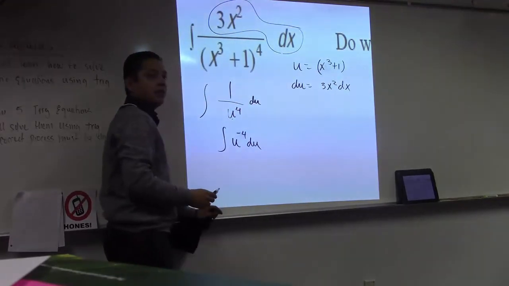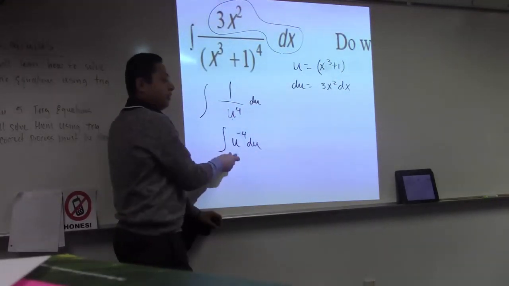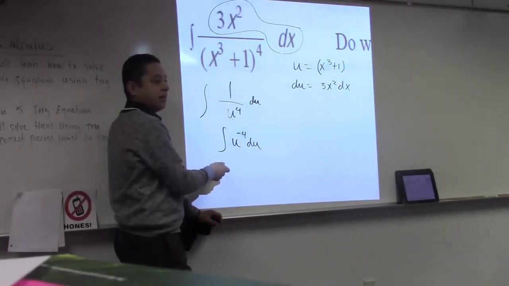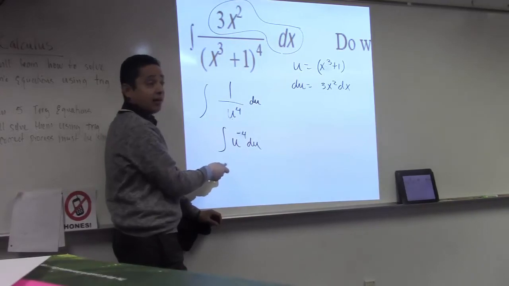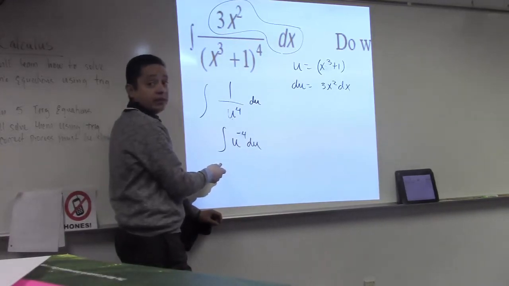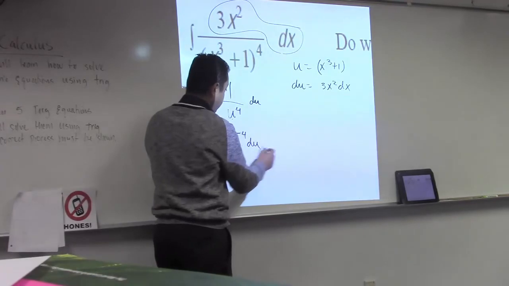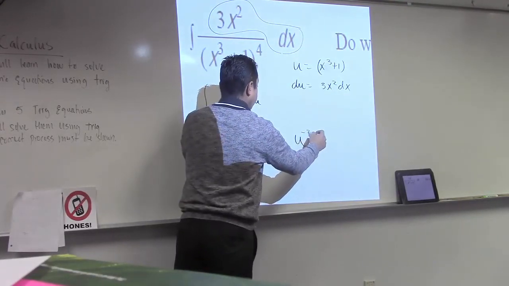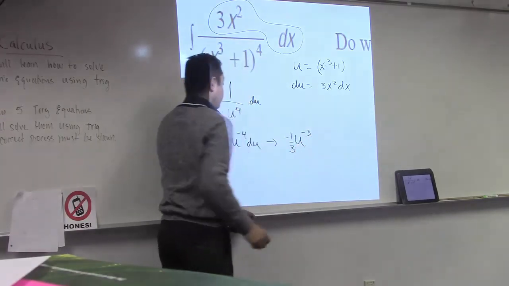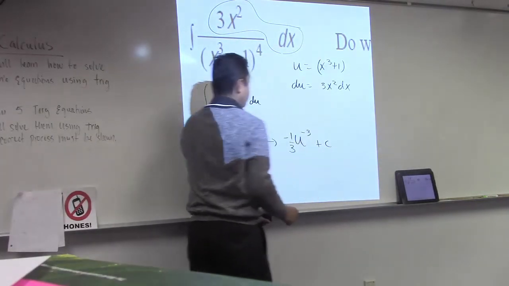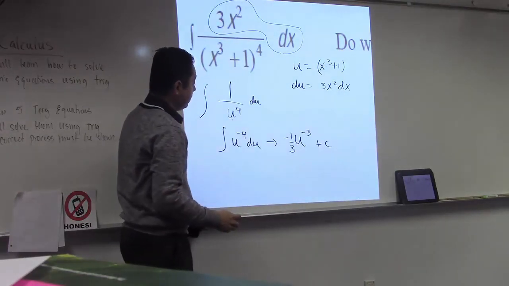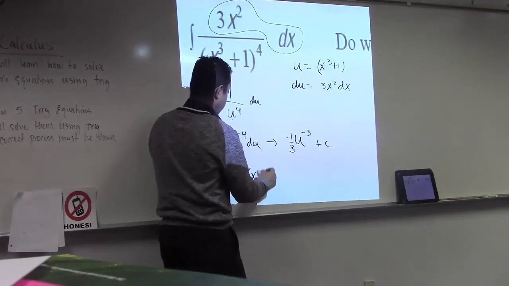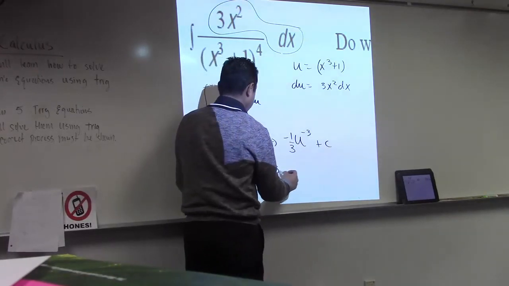A lot of the kids have the tendency of taking the antiderivative of this or bumping up and dividing and still keeping the integral sign on there. Once you bump up and divide, that goes away. You have done the antiderivative already. So let's go ahead and bump this up. So it's u to the -3 divided by -3, plus c. And that becomes -1/3 u, which is x cubed plus 1 to the -3 plus c.